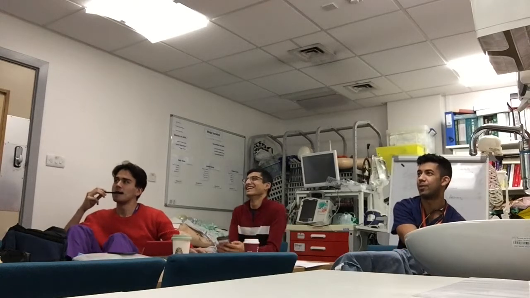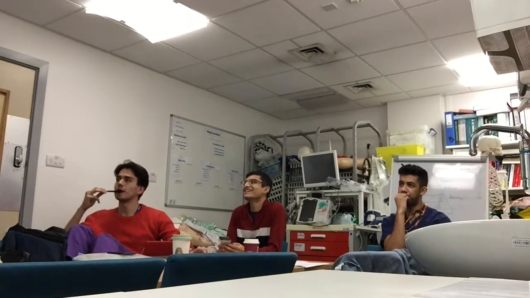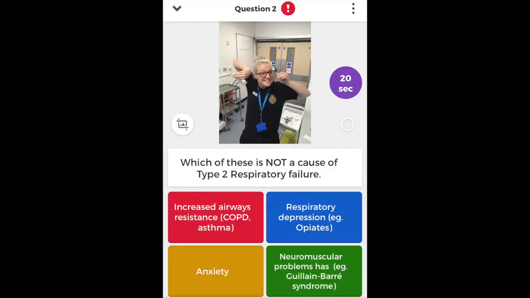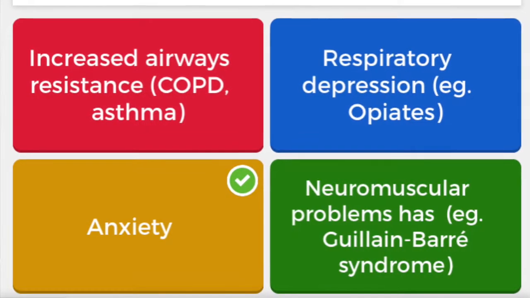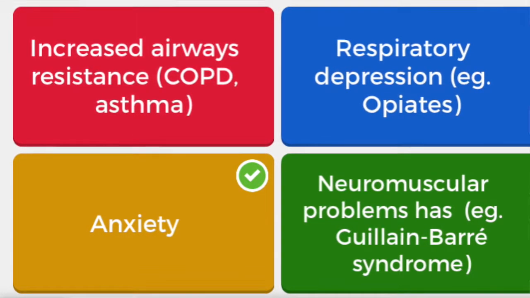Alright, so what we'll do is we'll focus on questions that maybe we didn't get right, okay? And we're not going to go through each one. Okay, so do you understand that one? Anxiety, we talked about that, and we talked about why that isn't a cause of type 2 respiratory failure. Very good.